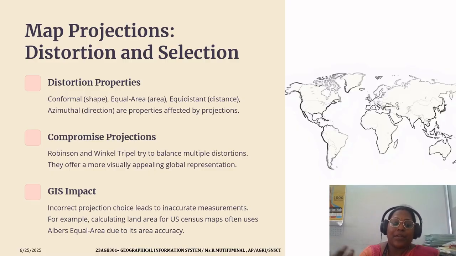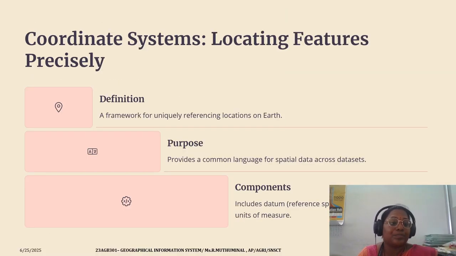For example, if I'm trying to calculate a land area, the US Census often uses Albers equal area due to its area accuracy. But it will not happen everywhere, because only US Census maps will be used by the US people. For us, we won't go for that kind of map projection or distortion selection. We will select the maps that are suitable for us.